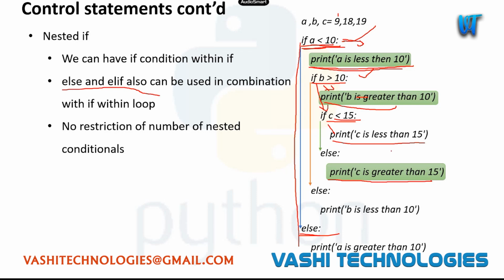Okay, clear, right? Clear with nested if else? Any questions in this part?